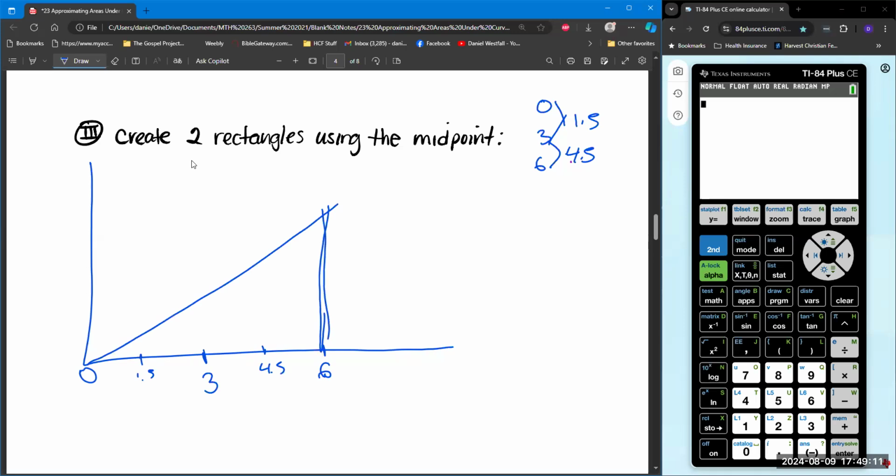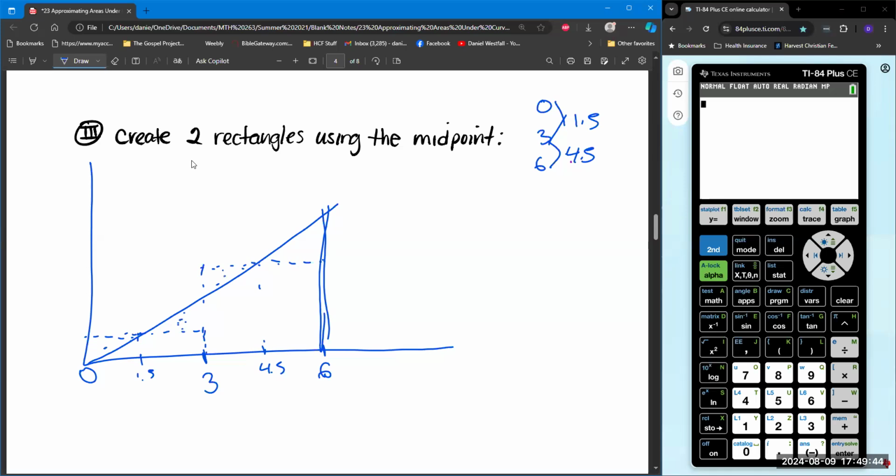So we're going to make our height here for the first rectangle from 0 to 3. We're going to make our height here for our second rectangle from 3 to 6. We'll use the midpoint, so this piece will be a little bit too much, and this piece will be a little bit not enough, and hopefully they kind of cancel each other out.